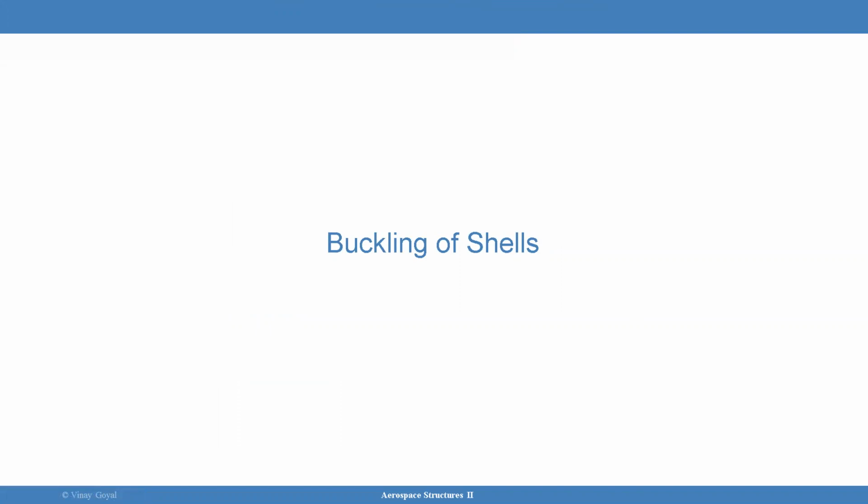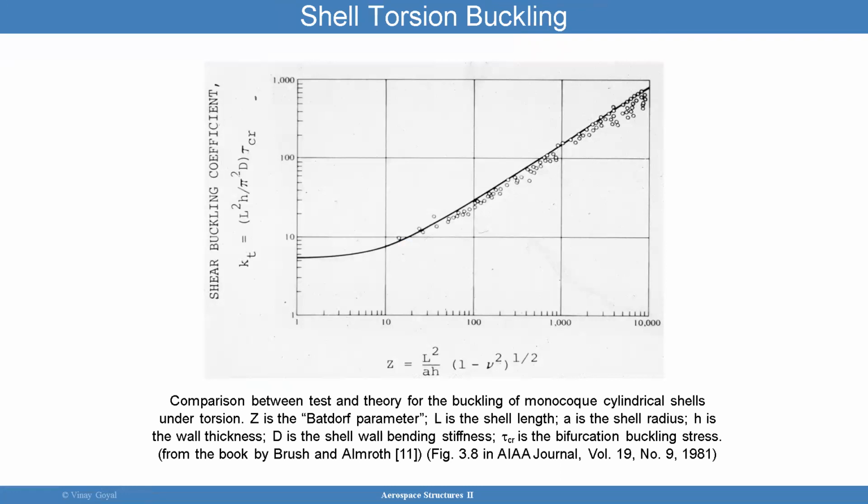Let's look at buckling of shells because a lot of aerospace applications have that. Here's shell torsion buckling. You can see a curve comparing the test and theory for the buckling of monocoque cylindrical shells in torsion. Z is called the Batdorf parameter, which is really nothing more than this equation here. L is the length of the shell, a is the radius of the shell, h is the thickness of the wall, and you also have nu, which is the Poisson ratio.